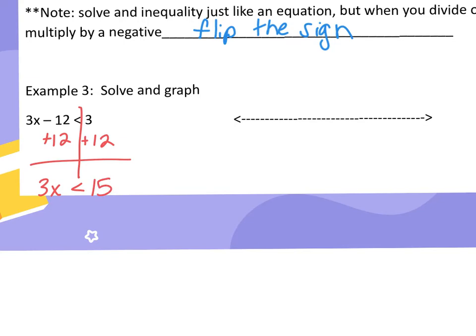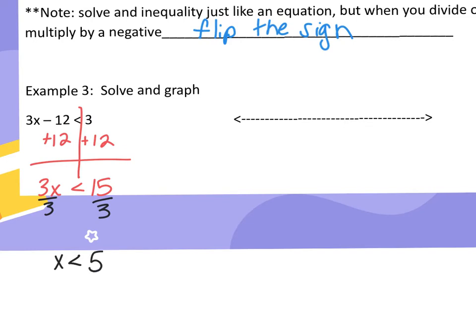And next step, divide by 3. Is that a positive or a negative number? Positive, so do I need to flip the sign? No, leave it alone. So it's just going to be x is less than 15 divided by 3.